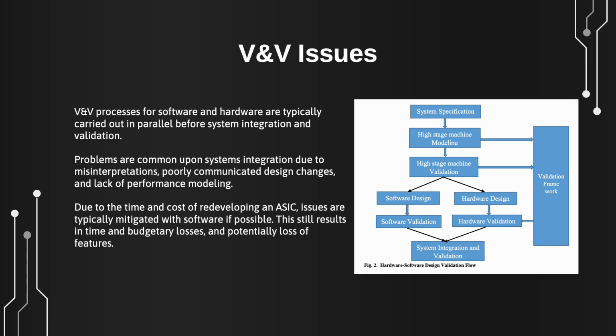So during that phase, problems are very common because of a variety of things, such as misinterpretations between the two groups that are designing the software and the hardware, poorly communicated design changes if something changes and the two groups don't correctly communicate how to adapt to that with regard to each other, and a lack of performance modeling, etc. So due to the time and the cost of redeveloping the hardware, typically they will try to mitigate any issues with software, which still results in reworking of the software, loss of time, budgetary losses, and potentially a loss of features if the hardware is so non-compliant that the software cannot be carried out correctly no matter how it's adapted.